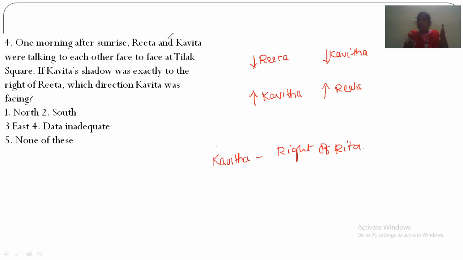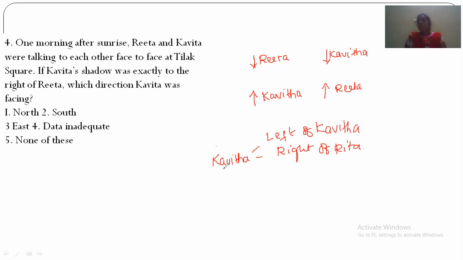Suppose you are watching my channel. Here, see, this is my left hand, but if you are opposite to me, it will be the right hand to you. And this is my right hand, and this will be the left hand to you in the opposite direction. In the same way, Kavita's shadow is to the right of Rita, so for Kavita, which side should it be? Her shadow is to the left of Kavita. Do you agree? So her shadow is to the right side of Rita, which means actually it is to the left of Kavita.